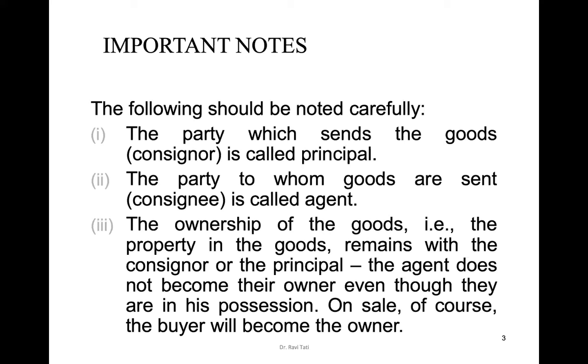Now, you should keep in mind these points. The party which sends the goods is called the principal or consignor. The party to whom goods are sent is the consignee or agent. The ownership of goods, that is the property in the goods, remains with the one who sends, that is the consignor, the principal. The agent does not become the owner of the goods that are sent or received by him. On sale, whoever buys or purchases, that person becomes the owner, but not the consignee, the agent who sells the goods on behalf of the consignor.